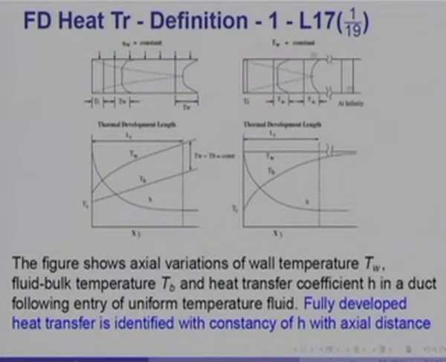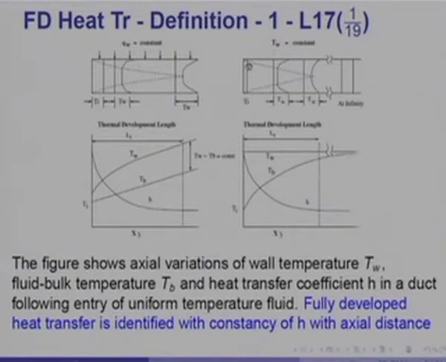Now, let us consider another boundary condition which is frequently met, that of a constant wall temperature. This is like steam heating, in which the wall temperature is constant. The fluid enters at a value lower than the wall temperature, which is shown here, and the fluid bulk temperature would therefore start rising. You can see here, unlike the constant wall heat flux case, the bulk temperature does not rise linearly, but it rises non-linearly with x.